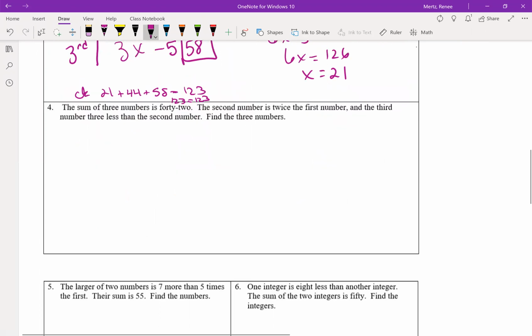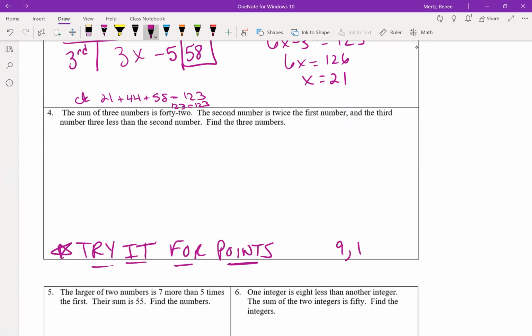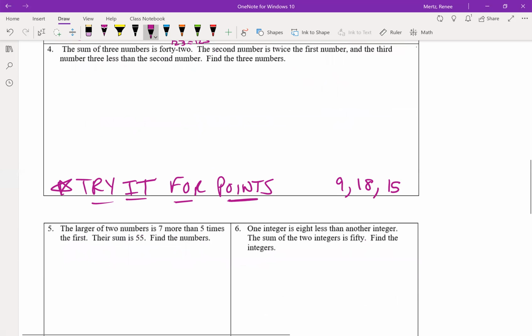You are trying number 4. So try it to get credit. Again, I don't think some people are listening to me. So try it for points. You should get 9, 18, and 15 for your three answers. First, second, third. So it's just like number 3.